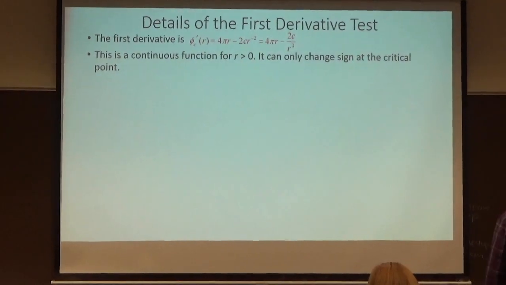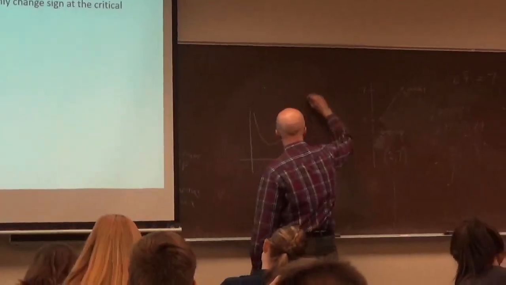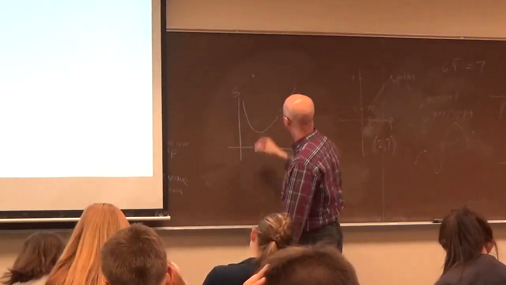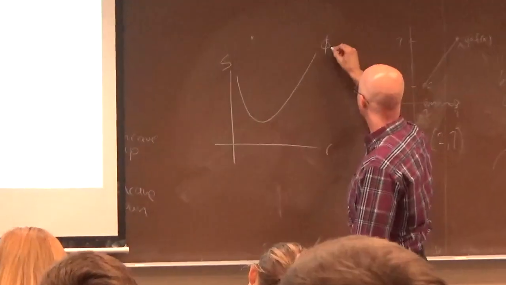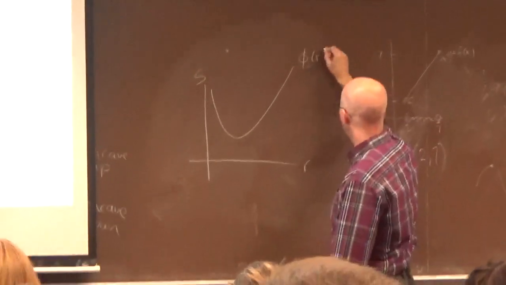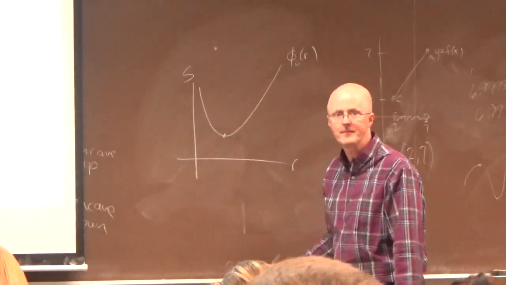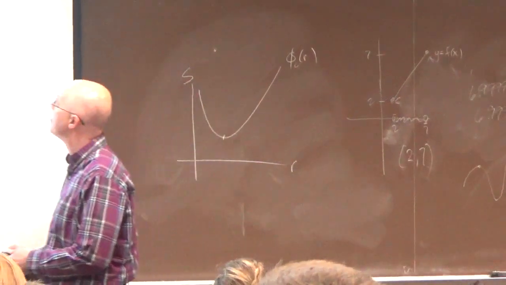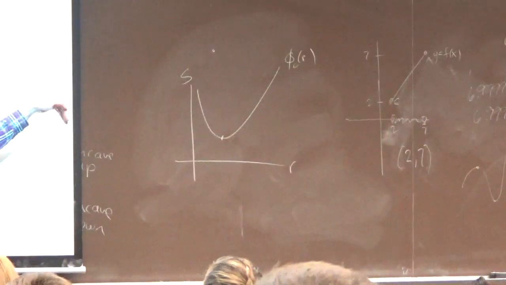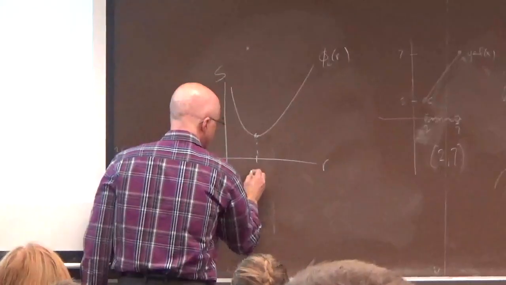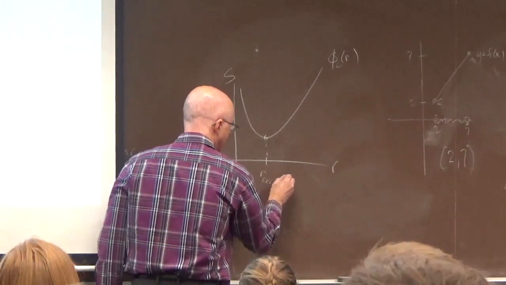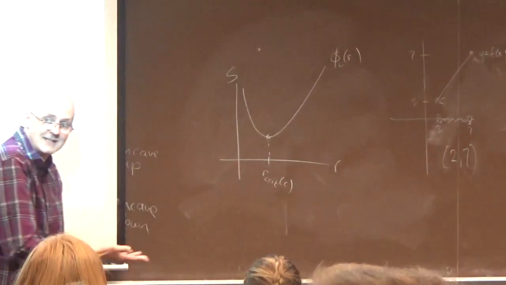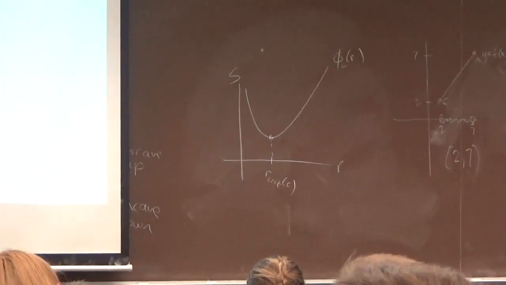This is going to be what your generic graph looks like. S is a function of r. This is the function phi sub c of r. And there's going to be a low point. That's what it's going to end up looking like, no matter what c is. And the derivative is evidently changing sign from negative to positive as you pass through the critical point. And this number down here is r crit of c. It depends on c, so I could think of it as a function of c.